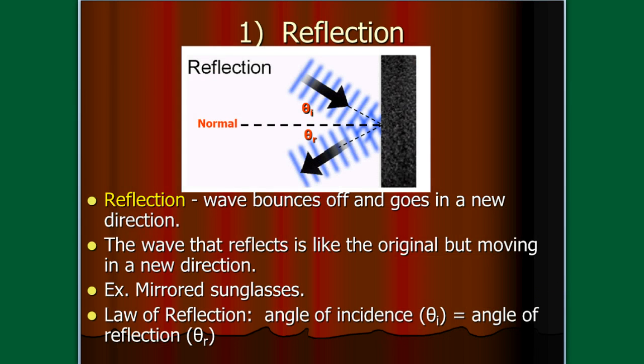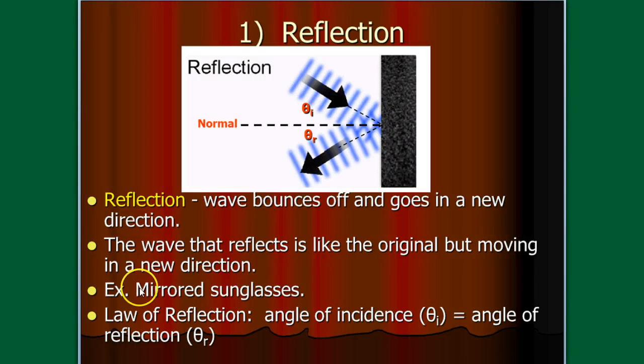Reflection first. Reflection is probably the one that you're most familiar with. It's simply when a wave bounces off and goes in a new direction. You can see a picture of that here. Any wave does this, whether we're talking about sound waves, light waves, water waves, any kind of wave does reflection. It bounces off of the barrier and it goes in a new direction. The wave that reflects is just like the original, exactly like the original. It's simply moving in a new direction, right?